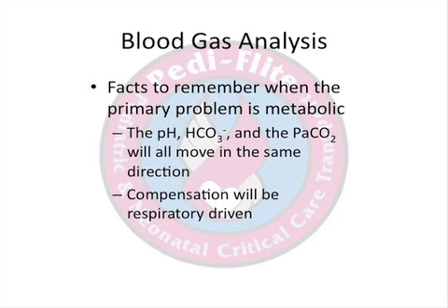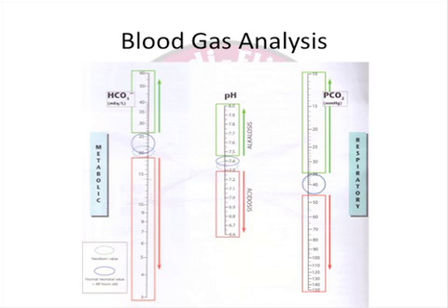Other interesting facts to remember when the primary problem is metabolic. The pH, bicarb, and the PaCO2 will all move in the same direction. Compensation will be respiratory driven. Another tool that can be used is shown here. This is the acid-base alignment nomogram.